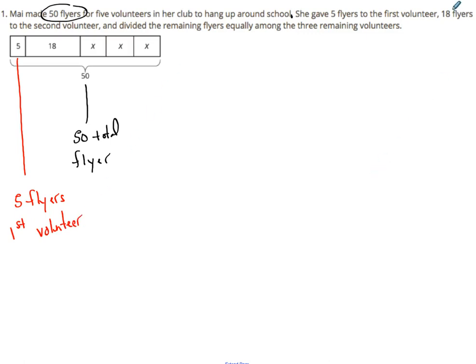First comma, second comma, 18 flyers to the second volunteer. Good. 18 flyers to the second volunteer. The next 18 in the tape diagram is the 18 flyers to the second volunteer.